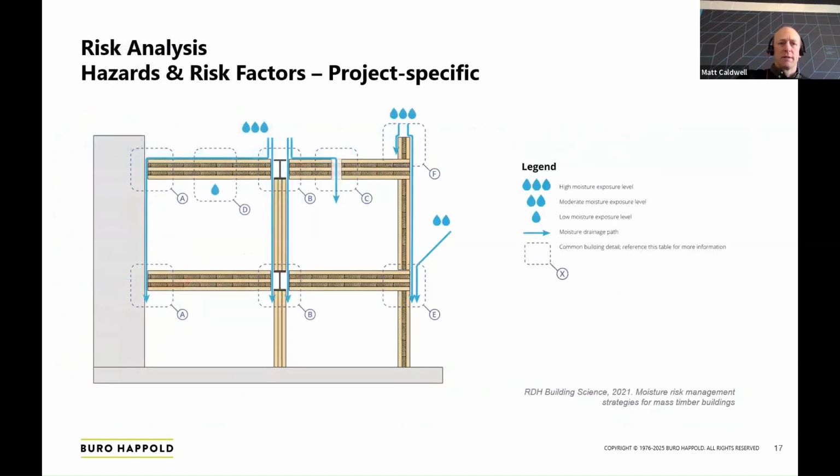This is an extract from a document by RDH Building Science over in North America. They've got a good diagram here that's identifying some hazard areas, and there are other documents that do a similar thing. Quite often, if you just take a cross section through your building, as long as there's enough detail in there, it's not too difficult to start to see where, if rain lands on here, where will it end up? Where is the exposed end grain? Where are your particular hazards?